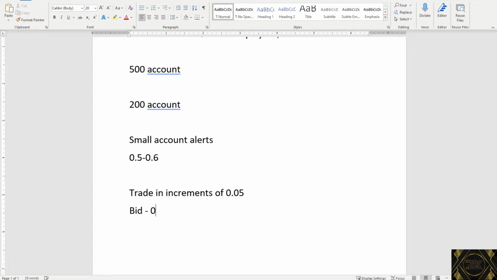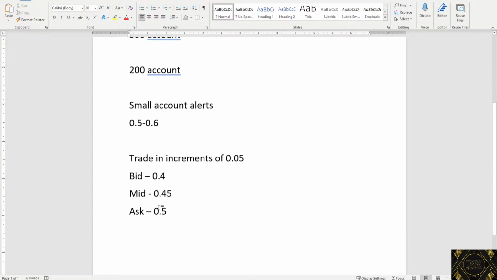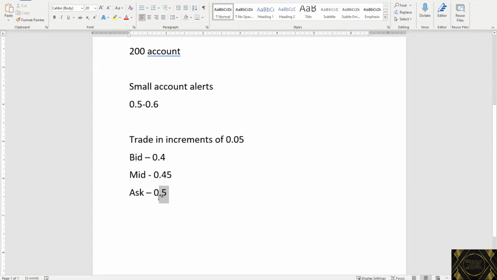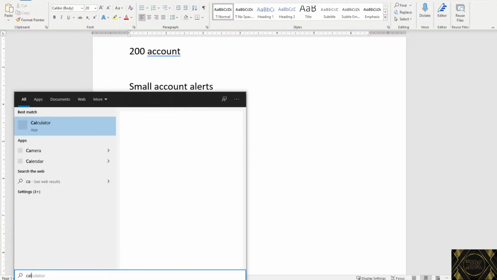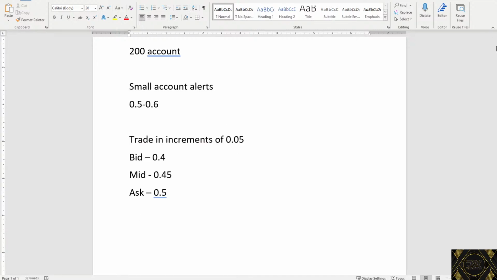So one thing that's going to be a little bit risky is, think about it this way. If the bid is 0.4, the mid is 0.45, and the ask is 0.5, then obviously if you want to buy this call right now, you have to buy at 0.5. So you're going to pay $50. Now, if you want to sell the very next second, you're automatically taking a $10 loss, which will take you to $40.